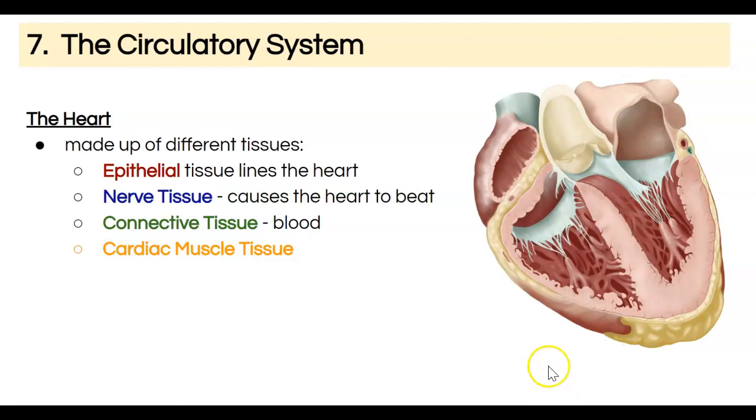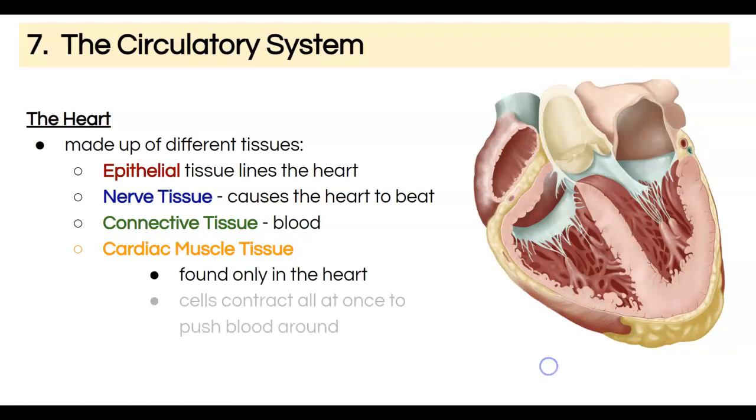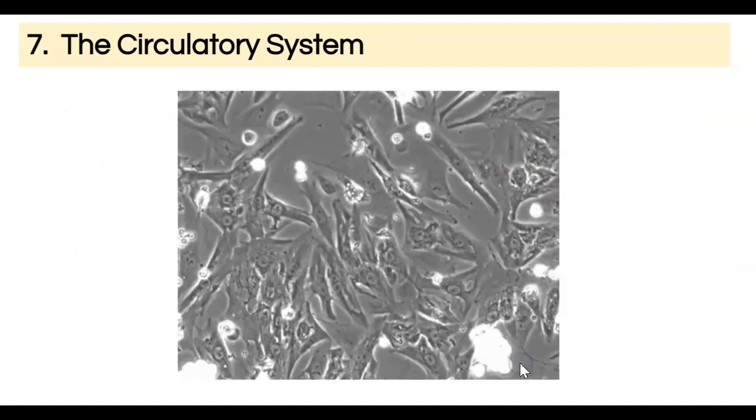Now, worth mentioning a couple of other things about that muscle tissue because it's pretty special. Cardiac muscle tissue, we find it only in the heart. And what's neat about it is that those cells contract all at once, and that helps to push the blood around. I'm going to show you a little animation I found here that shows that in action. And certainly there are lots of videos, if you're interested, online about these cardiomyocytes, and you can see them if you look closely. They're all contracting and relaxing in sync with each other, which is pretty cool.